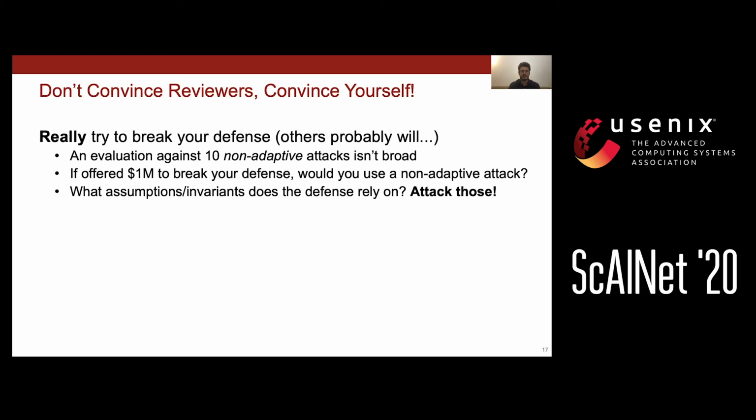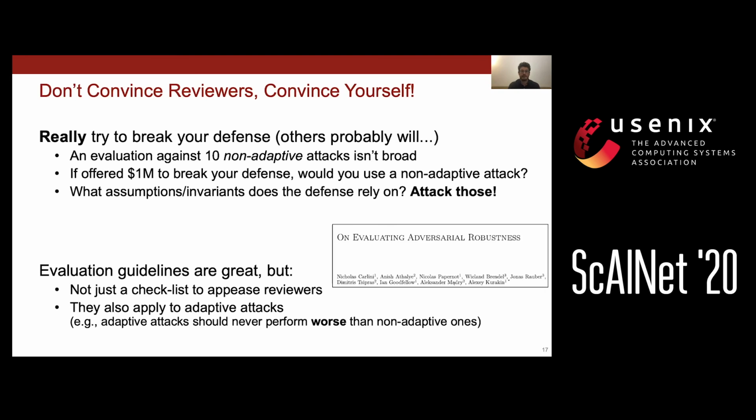And so you can think of it like this. If I was offered $1 million to break my own defense, what kind of attack would I build? Probably an adaptive one. So my ideal situation would be that defense evaluations in papers would be mainly about adaptive attacks. Showing that a defense resists non-adaptive attacks is kind of a formality at this point. It should definitely be in the paper, but it's not really the most important message. And when describing these adaptive attacks, we also shouldn't beat around the bush. Usually defenses rely on 1 or 2 very crucial assumptions or invariants, and so we should really just attack those directly with the strongest possible attack strategy we can think of.